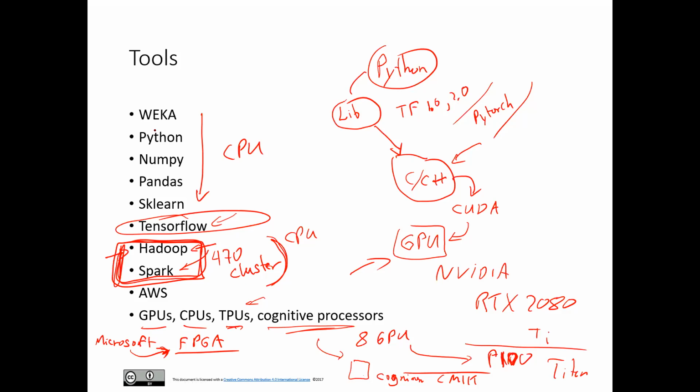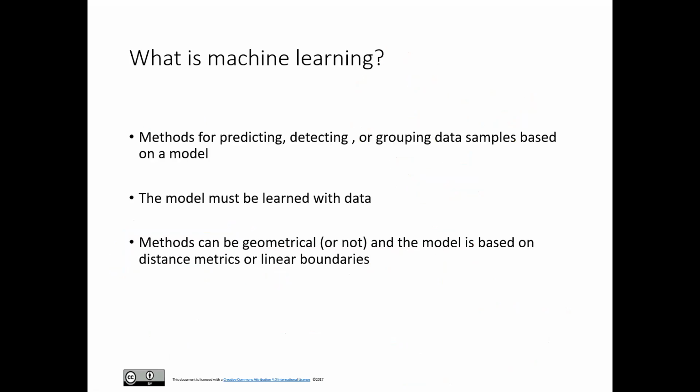All right, so the emphasis today will be on WEKA, the WEKA program. I really want to get started with that quickly. So let me just go through some of the definitions more formally. What is machine learning, right? It's methods for predicting, detecting, or grouping data samples based on a model. You will usually be building a model, and a model is just some mathematical equation, a calculation.